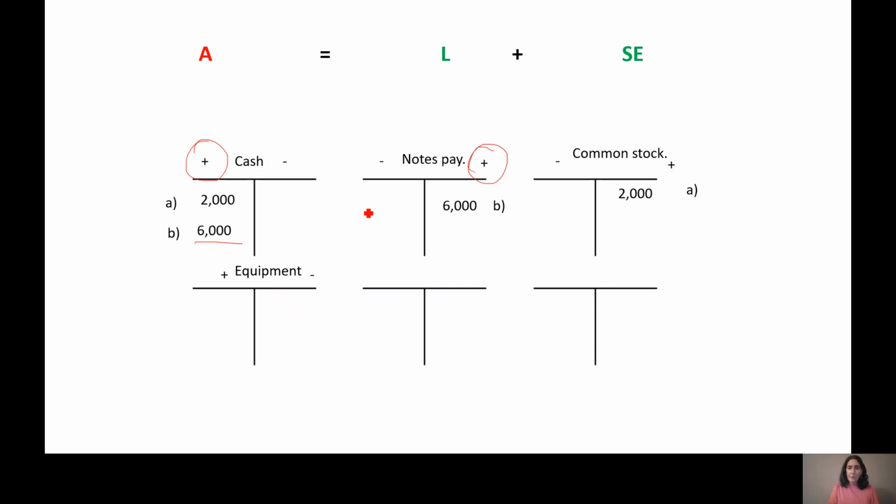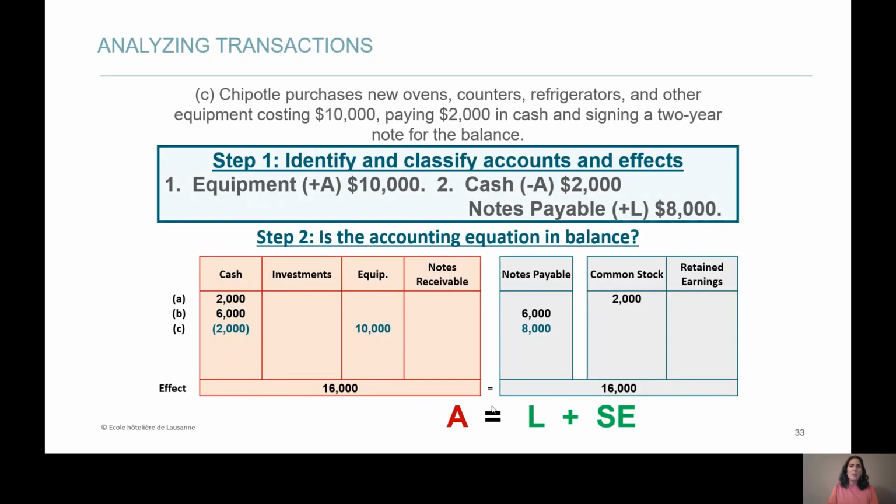Cash increases by 6,000, so I have to record the amount on the left-hand side of my T account. Notes payable, which is a liability, a green account, which functions minus, plus, has to increase by 6,000. So I'm going to record the 6,000 on the right-hand side of my notes payable account. Let's continue with one more before explaining the concept of debit and credit.